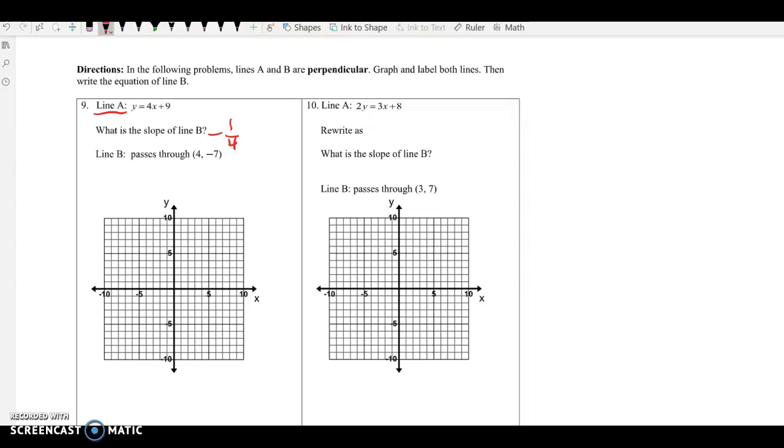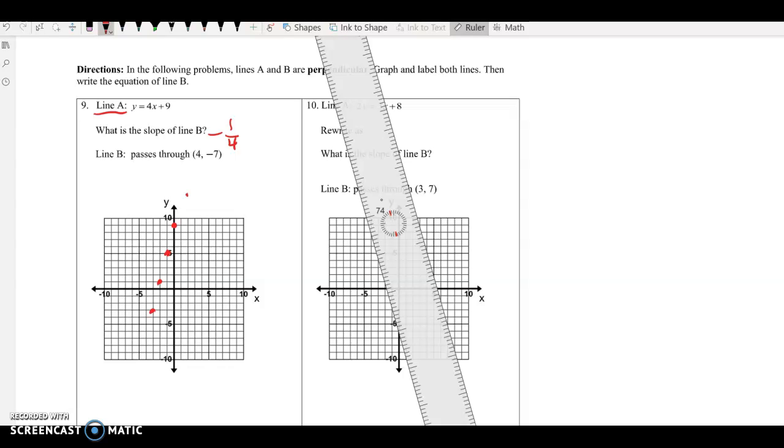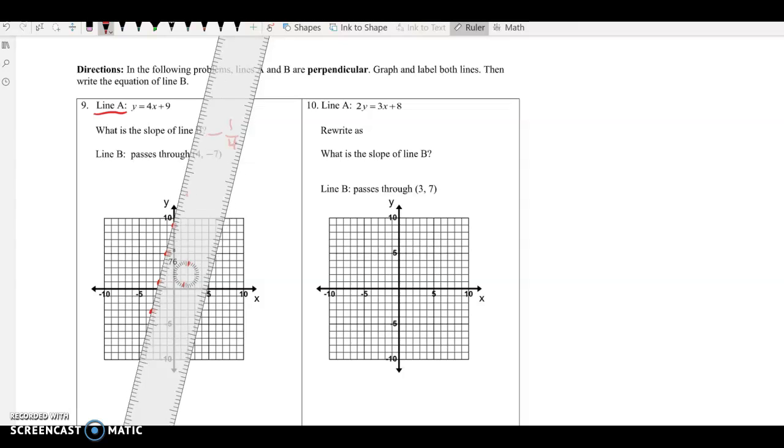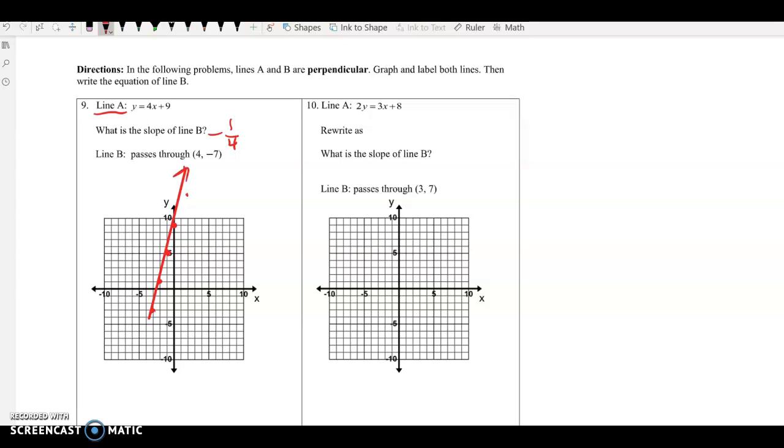So they tell me, let's go ahead and graph this first line, y equals 4x plus 9. All right, I could go up 4/1. I'm going to go down 4 to the left one, down 4 to the left one, down 4 to the left one. Get my straight edge, make my line. There's my first line. Line B passes through 4, -7, which is right here.